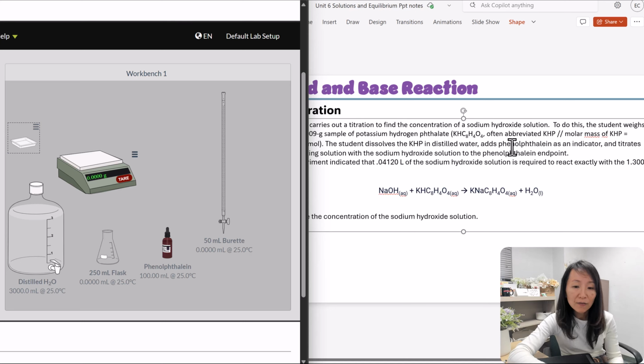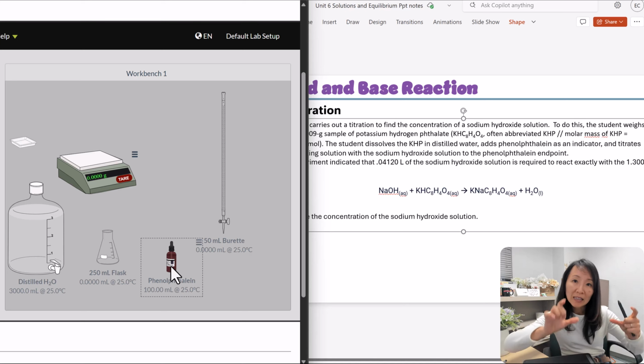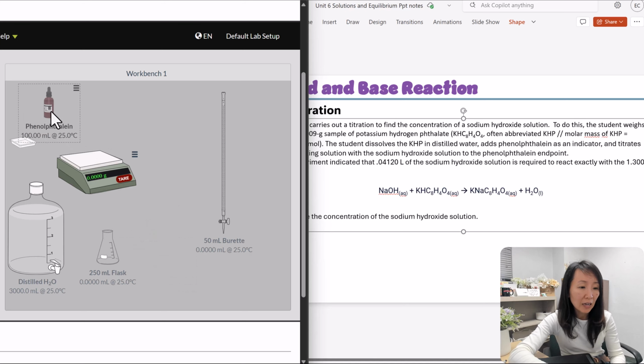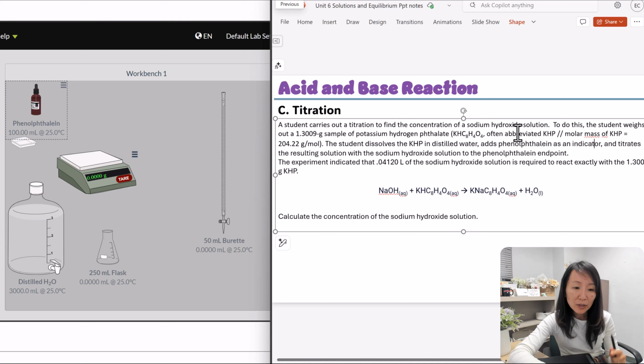Then add phenolphthalein as an indicator. So this is phenolphthalein. I'm going to add a few drops in there as an indicator. That's the one that's going to allow the solution to turn pink when it's neutralized. I used this already, so I'm going to leave that to the side. And then titrate the resulting solution with the sodium hydroxide solution to the phenolphthalein endpoint.